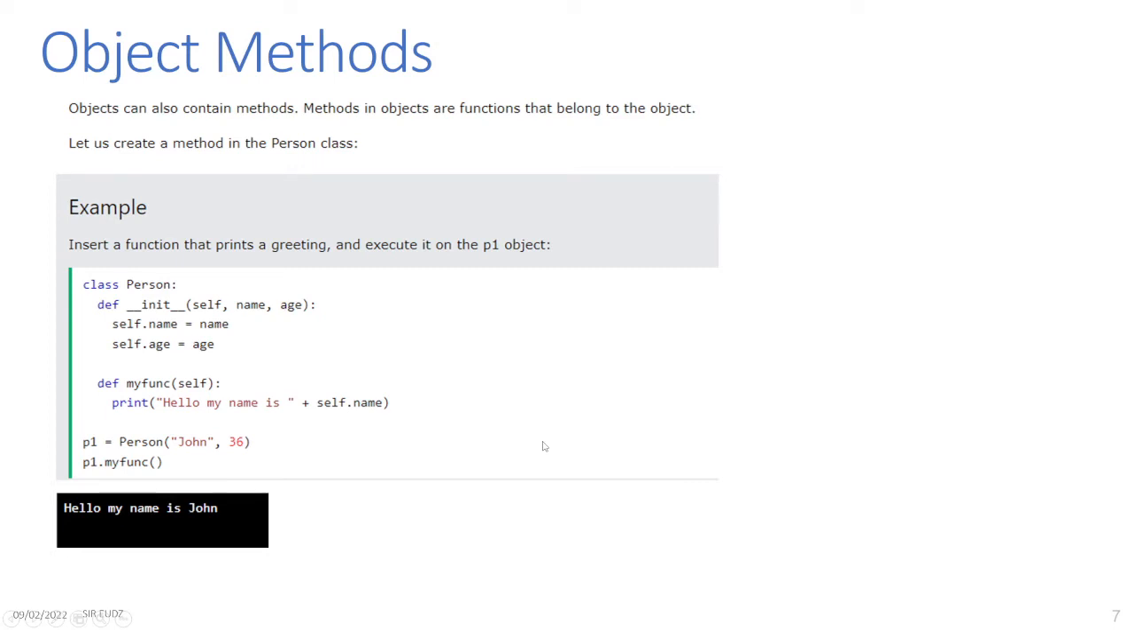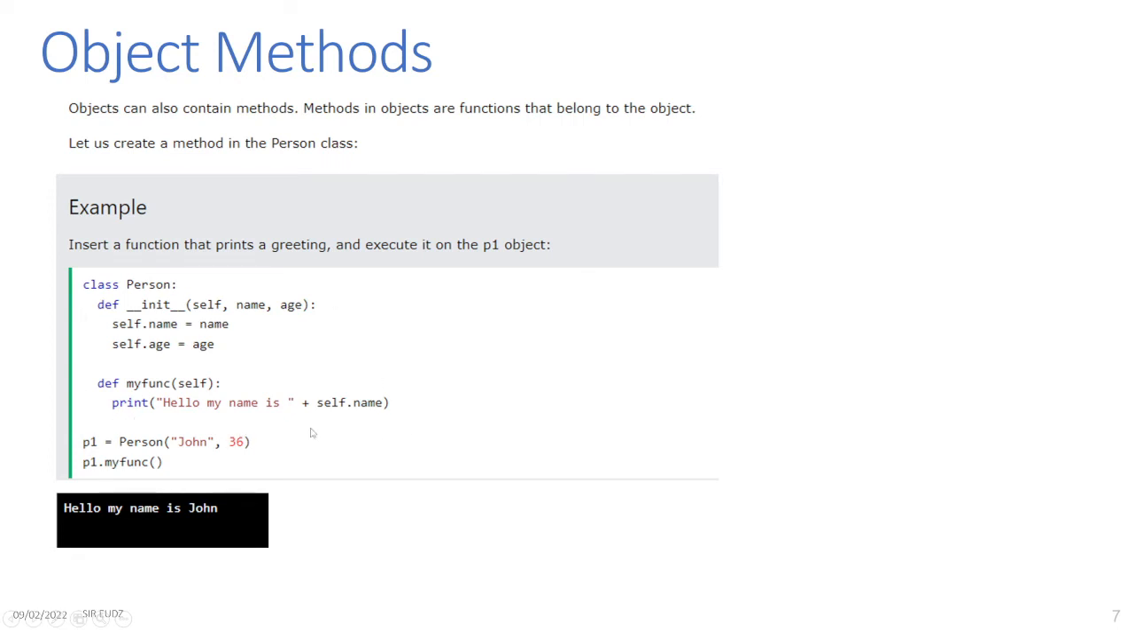Object methods. Objects can also contain methods. Methods in objects are functions that belong to the object. So let's create a method in the person class. Class person defined, we have init self, name, age. We are assigning these values to self.name and self.age, and then we define another function that is part of the class. This is called a method. So def myfunc self, print hello, my name is, then self.name. That is now our class.